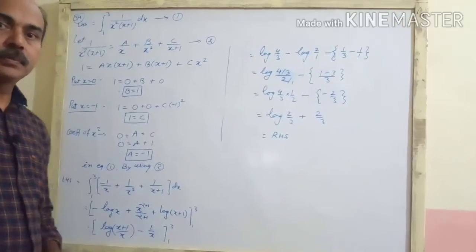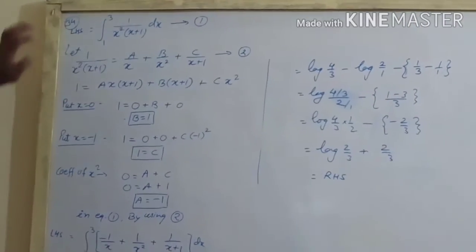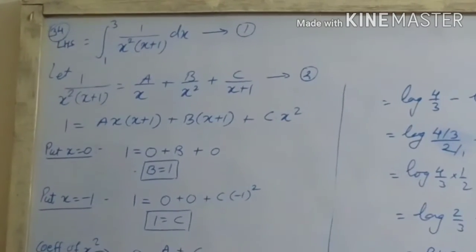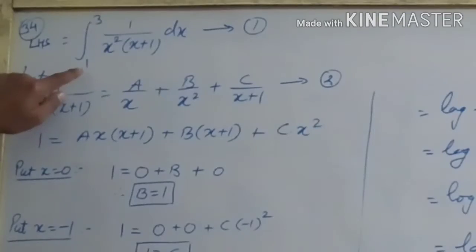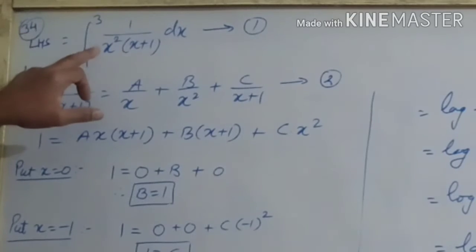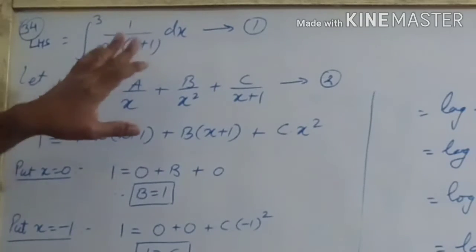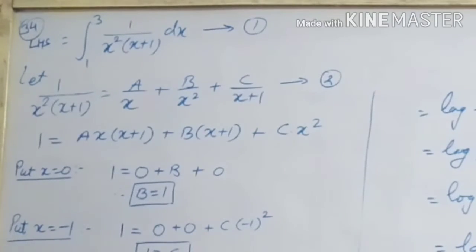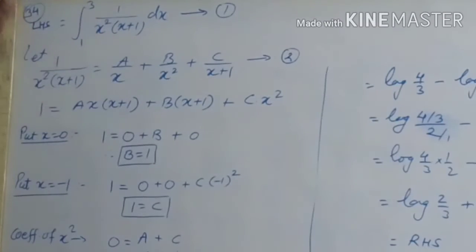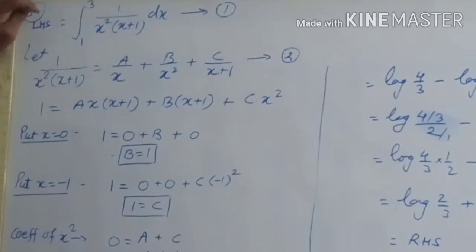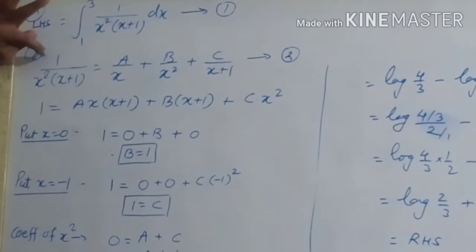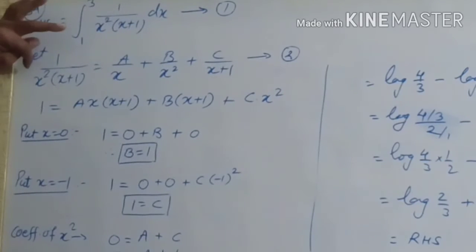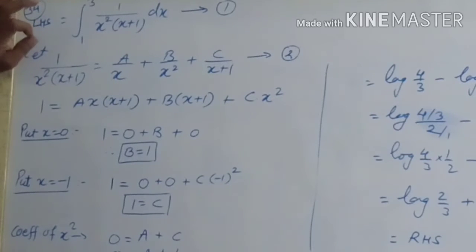Okay, next question number 34. In question number 34 we have to prove that the integral from 1 to 3 of 1 upon x square in the bracket x plus 1 dx is equal to 2 by 3 plus log 2 by 3. So clearly, this is partial fraction, 1 upon x square in the bracket x plus 1.